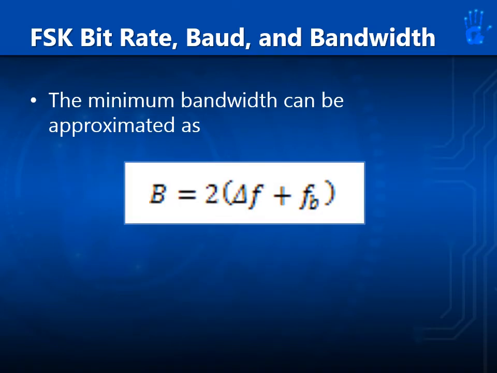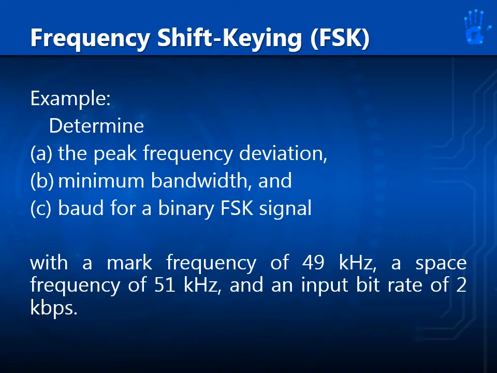The minimum bandwidth can be approximated as this equation: B equals 2 times the quantity of delta f plus f sub b. Now let's take a look at an example.